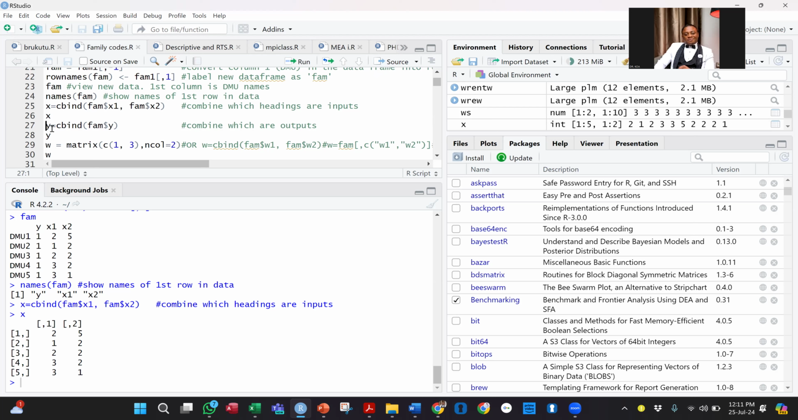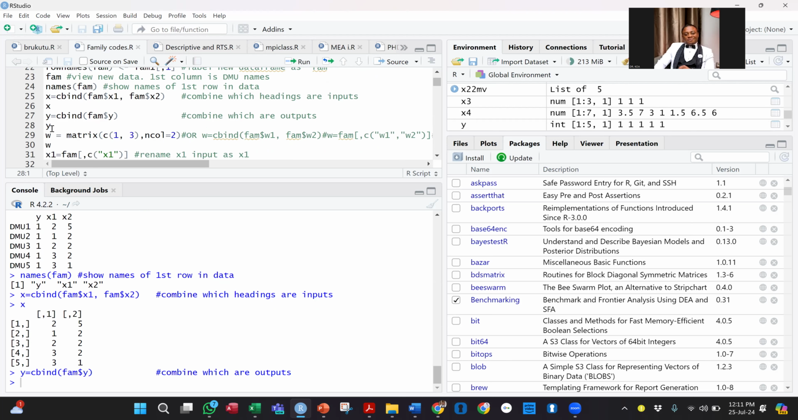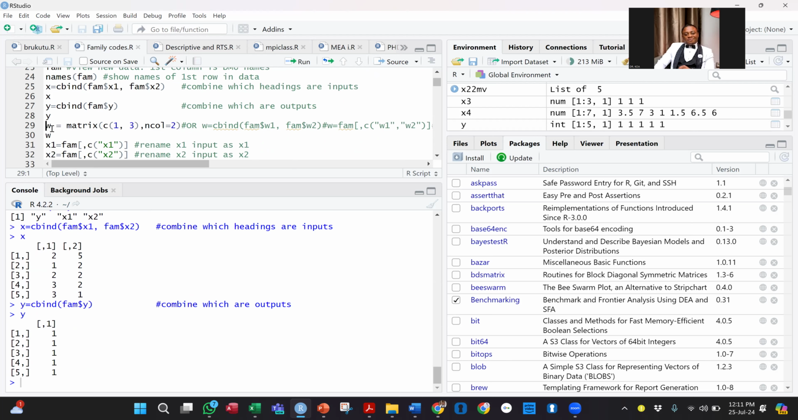Okay, then we do the Y. The Y is also a C bind. Every Y, if the Y's were 100, you put all of them together and call it capital Y or small y. And when you show the results, you see that they are all 1, 1, 1, 1, 1, 1. Remember, it's a column bind. Each one of them is a column bind. I'm not going to do the W, which are for the input prices. That is needed only when you're doing cost efficiency. That's for later time.